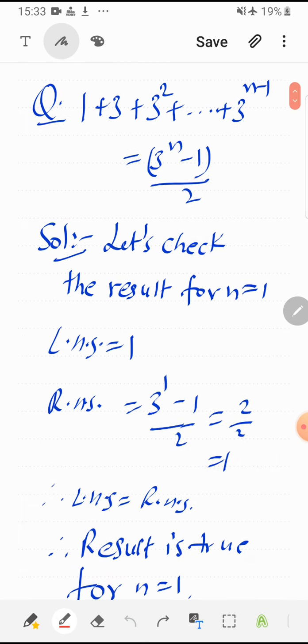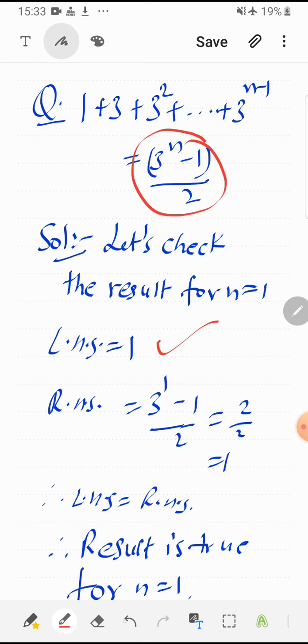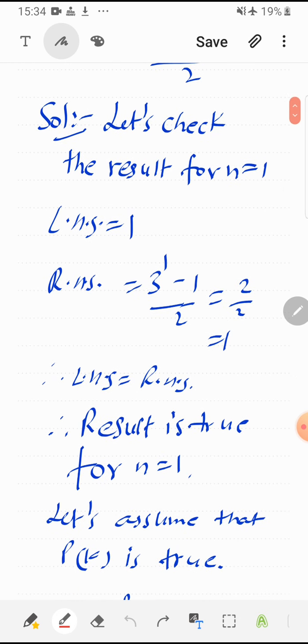So first of all, let us check the result for n is equal to 1. So the left hand side is 1 and the right hand side is the expression. I am putting n is equal to 1 here. So we can see it is (3 minus 1) upon 2, 2 upon 2 or 1. So LHS is equal to RHS. So the result is true for n is equal to 1. Remember, we have to write check, neither assume nor prove. We are checking by putting n is equal to 1.